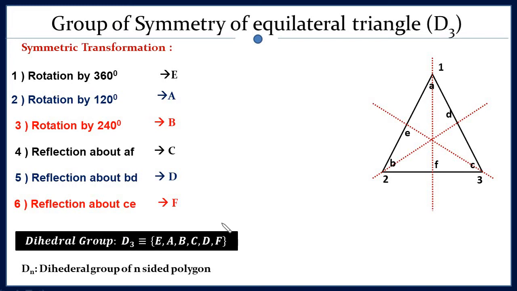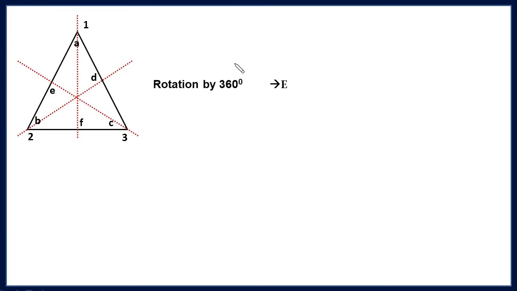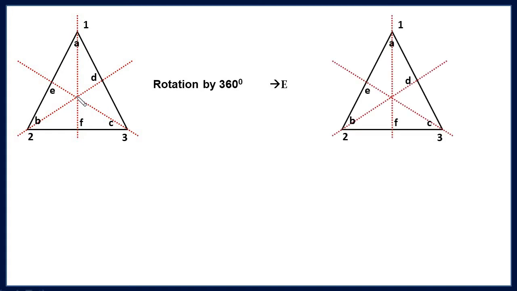Now I am saying that this set is a group. But in order to prove it, I have to show that all the properties of a group are satisfied for this set. Before going to prove that, let's see what will happen if we operate these transformations on this system. If we apply this transformation, that is rotation by 360 degrees, that is, rotate this triangle about this axis perpendicular to the plane, then you will see the system remains the same. Therefore, we call this transformation the identity transformation.